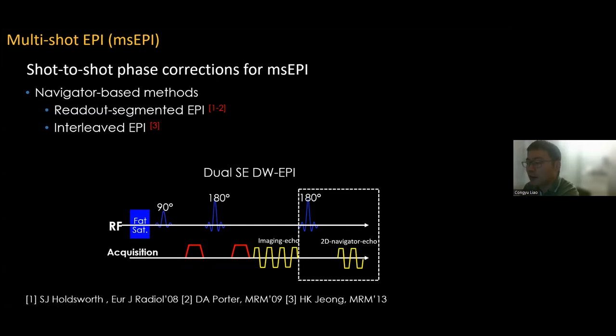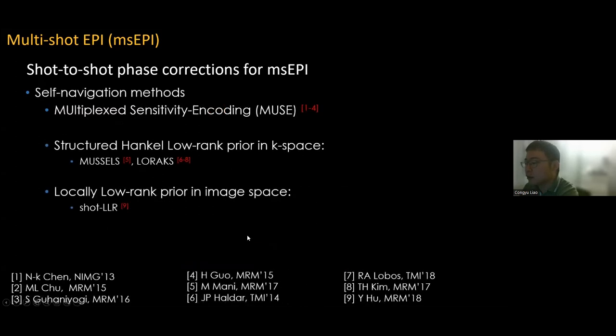There are also self-navigated methods to correct the shot-to-shot phase variation without the need for a navigator echo. This method estimates the background phase of each shot using prior information in k-space, such as smoothness and low rank, or prior information in the image space, such as MUSE, and the shot locally low rank. And then it removes the background phase using the joint model-based reconstruction. So first, let me introduce MUSE as an example of the self-navigating method.